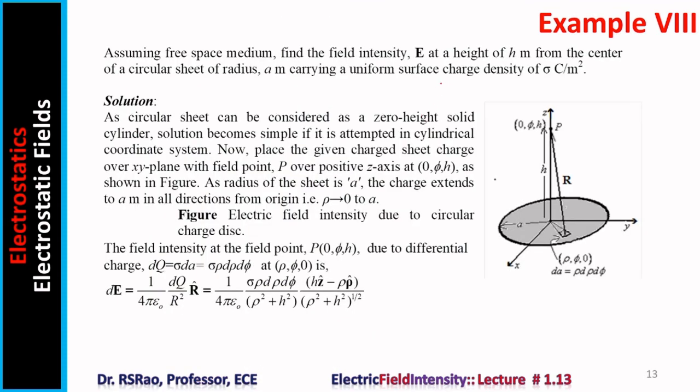Another problem, example 8. Assuming free space medium, find the field intensity E at a height of h meters from the center of a circular sheet of radius a meters carrying a uniform surface charge density of sigma coulombs per meter squared. A circular sheet can be considered as a zero height solid cylinder, so we attempt this problem in the cylindrical system. The reason is that a circular sheet is a cylinder with zero height.